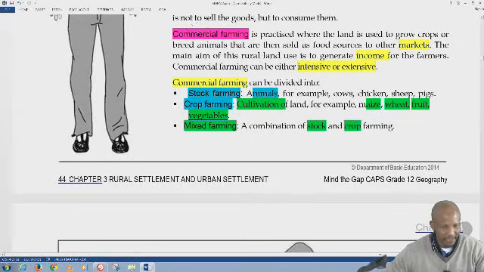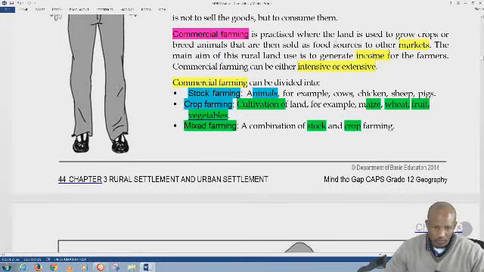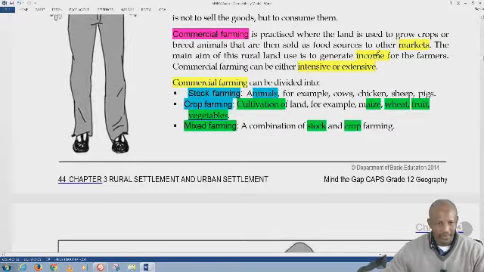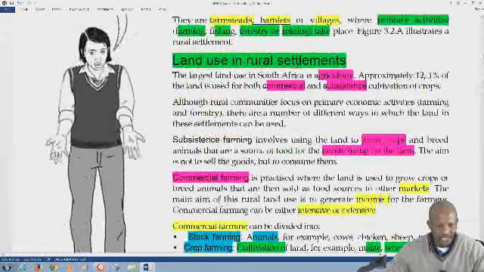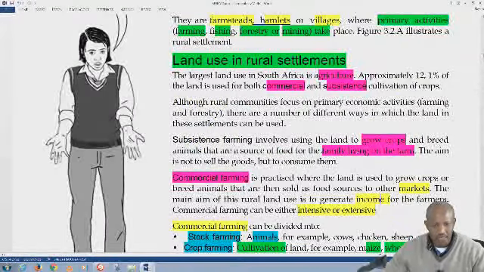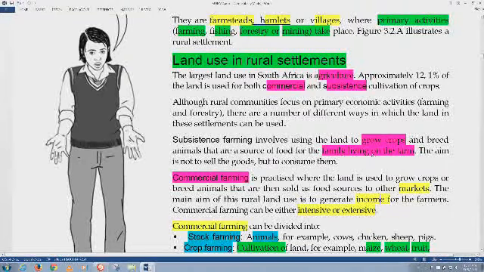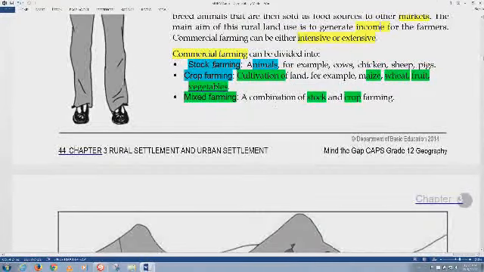Very important, I repeat. You divide your farming into two. Commercial farming is where you produce for the market and make income. Then a subsistence farmer produces for his own needs, only for the family. Commercial farming can be stock, for animals, or crop, where you use different types of crops. Or he can have a mixture of the two, and we call him a mixed farmer.